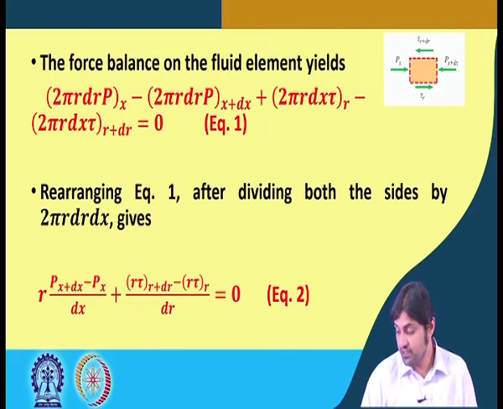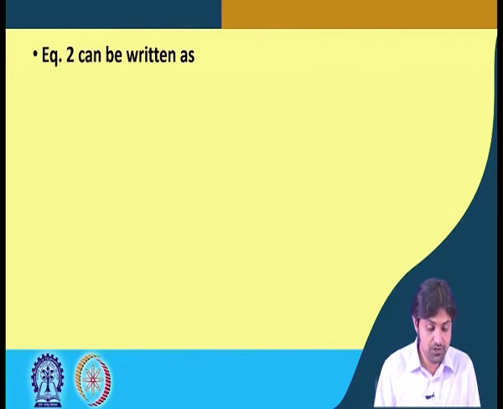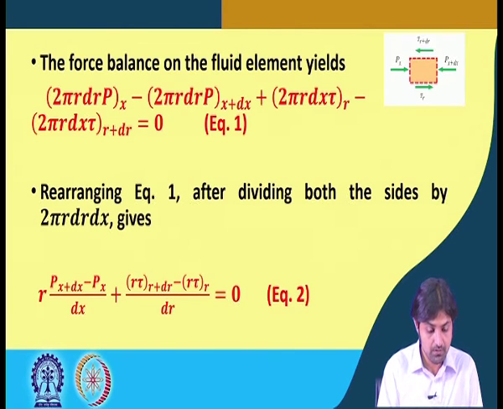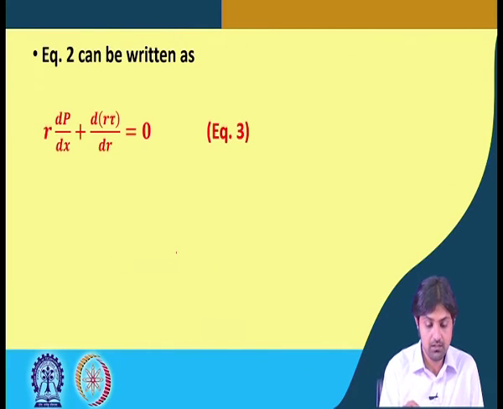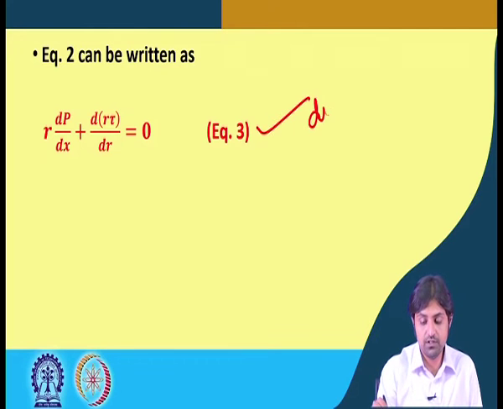So this is another equation that we call equation number 2. Now equation number 2 can be written simply, you see, this is pressure at x plus dx minus P at x by dx, so it can be written as dP/dx, and this can be written as d(r tau)/dr. So this is the differential form of the equation.